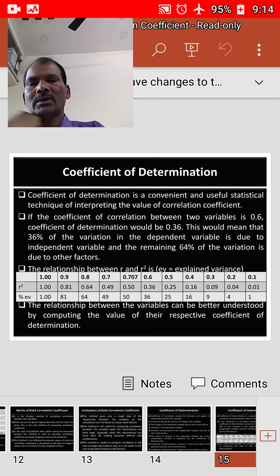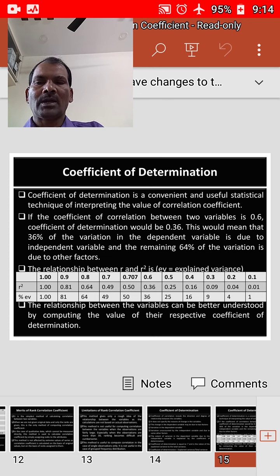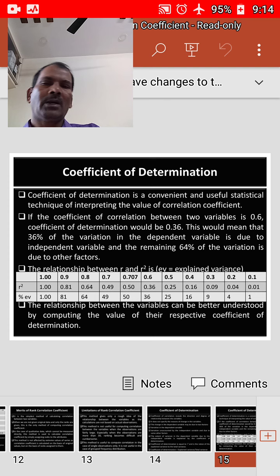If the coefficient of correlation between two variables is 0.6, the coefficient of determination would be 0.36. This would mean that 36% of the variation in the dependent variable is due to the independent variable, and the remaining 64% of the variation is due to other factors. I will come to know the effect or impact of the independent variable and other factors on the dependent variable.